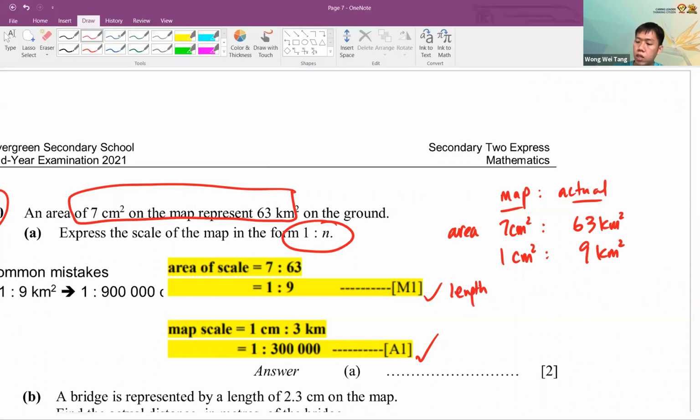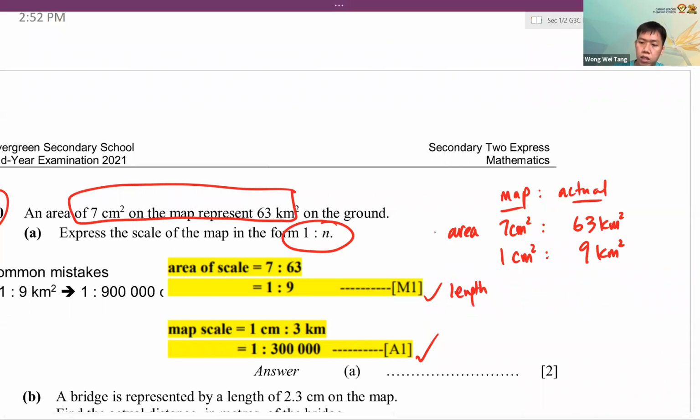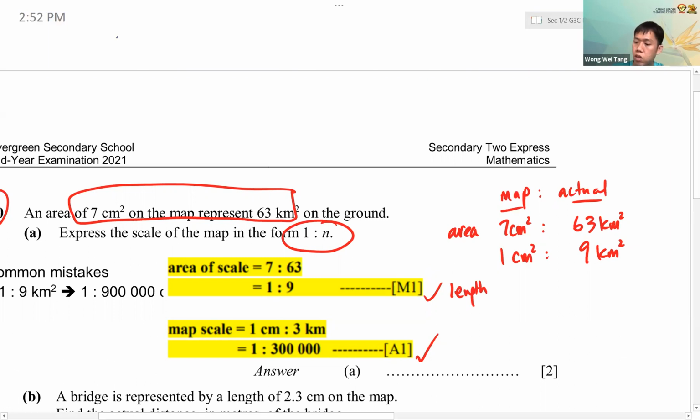So now we're going to go to the ratio of length. From area to get to length, we are going to square root everything. When you square root 1, you get 1. When you square root cm square, you get cm. When you square root 9, you get 3. When you square root the square kilometers, you get kilometer.